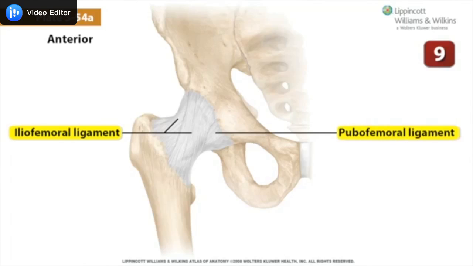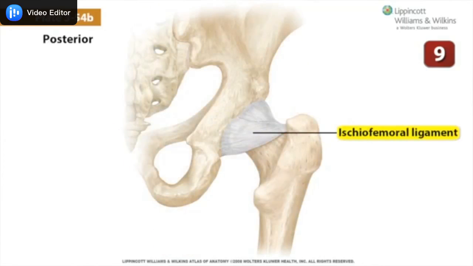The pubofemoral ligament spans the superior pubic ramus and the intertrochanteric line, attaching just deep to the inferior arm of the iliofemoral ligament. The ischiofemoral ligament runs between the body of the ischium to the neck of the femur and the medial surface of the greater trochanter.